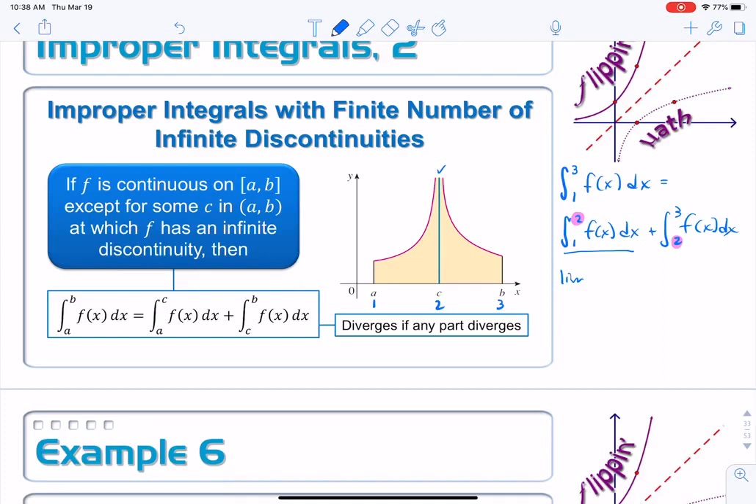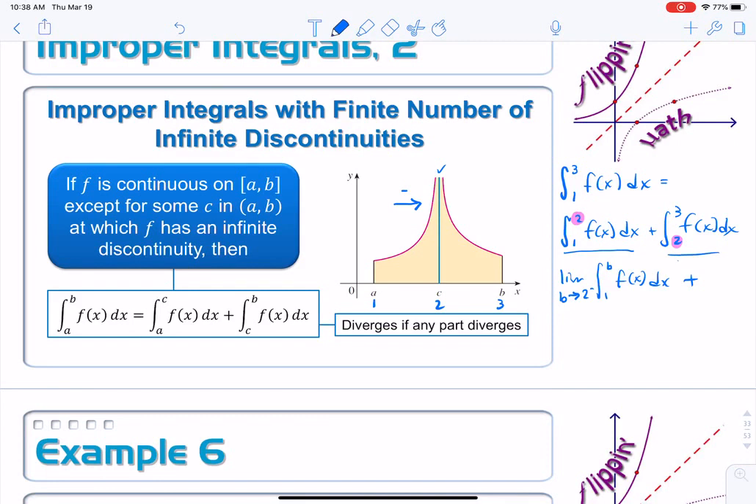If it's the top one, I replace it with, let's say, a b. So I'm going to say the limit as b goes to 2, and this is the one where the vertical asymptote is on the right-hand side of it. So I am going to approach that from the left, which is the negative side. So b approaches 2 from the left of the definite integral from 1 to b of f of x dx.